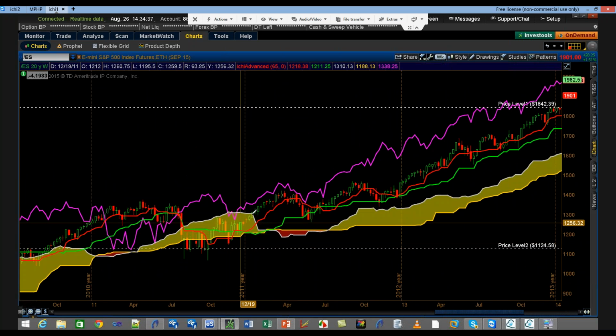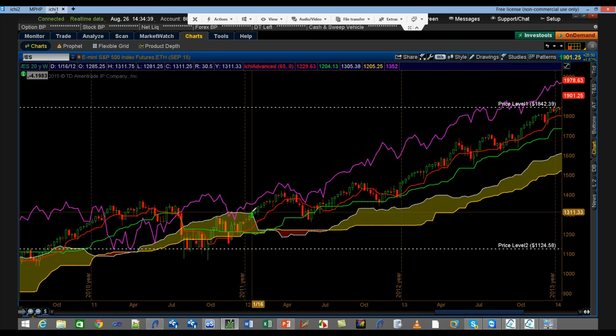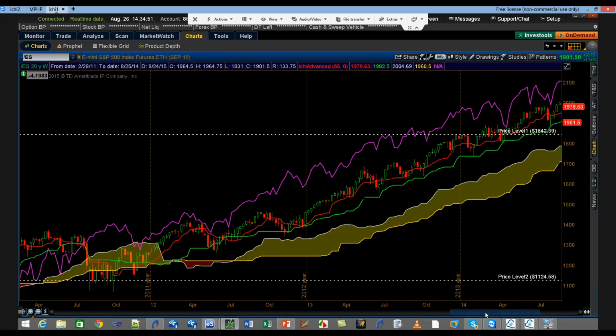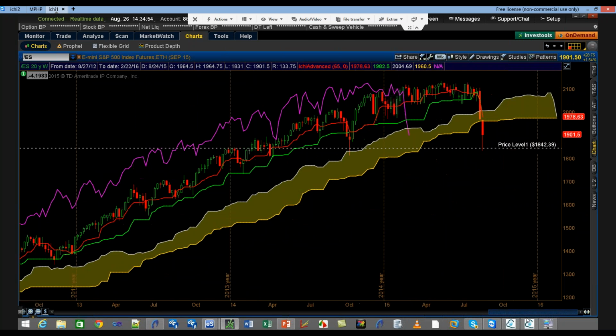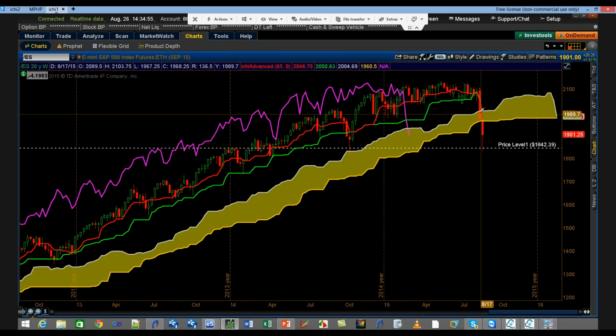Okay. Notice here, right here, we closed above the cloud after a long time. So January 16, 2012, we closed above the cloud. We stayed bullish on the weekly time frame here. For the S&P mini futures, we stayed bullish, bullish, bullish, bullish all the way through, and last week was the first week that we closed within the cloud.